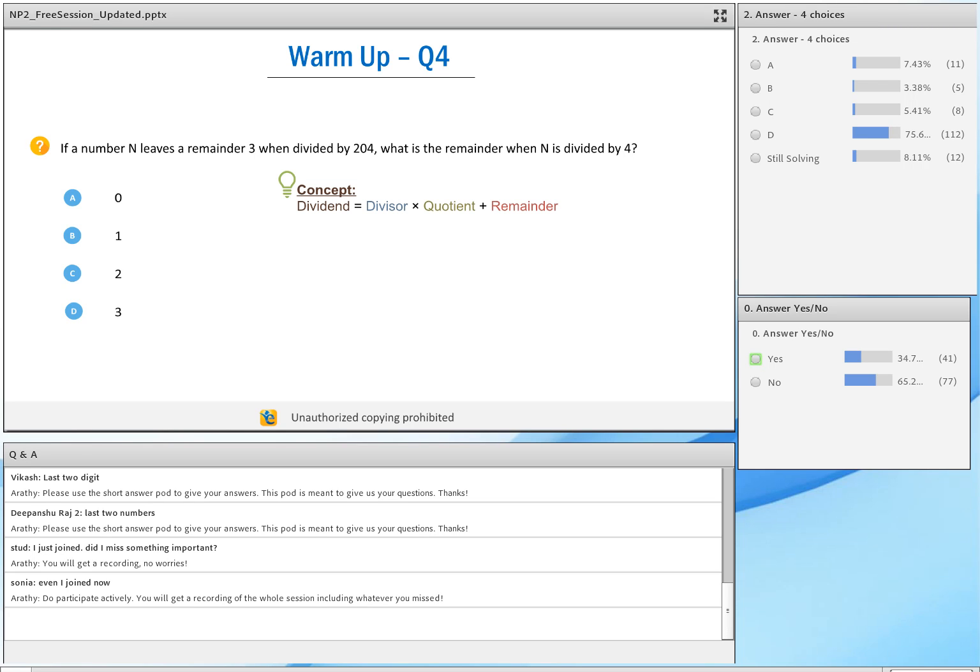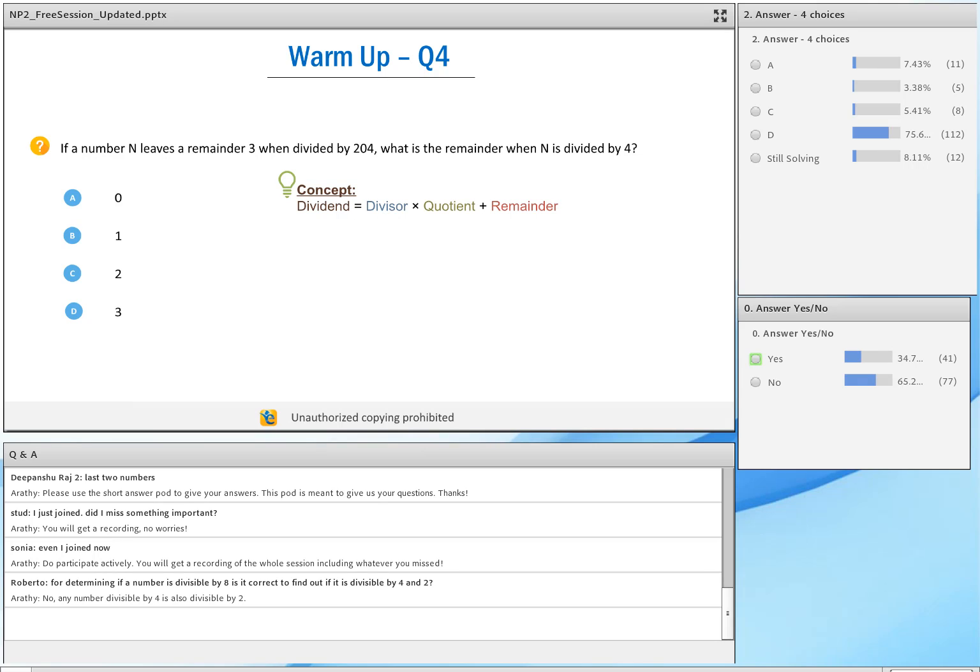So the concept that we always use when it comes to remainder is dividend is equal to divisor times quotient plus remainder. It's the most basic equation when it comes to remainder. So what's given to us? What's given to us is that n leaves a remainder of 3 when divided by 204. So essentially, first let's see what we have to figure out. We have to figure out what's the remainder when n is divided by 4.